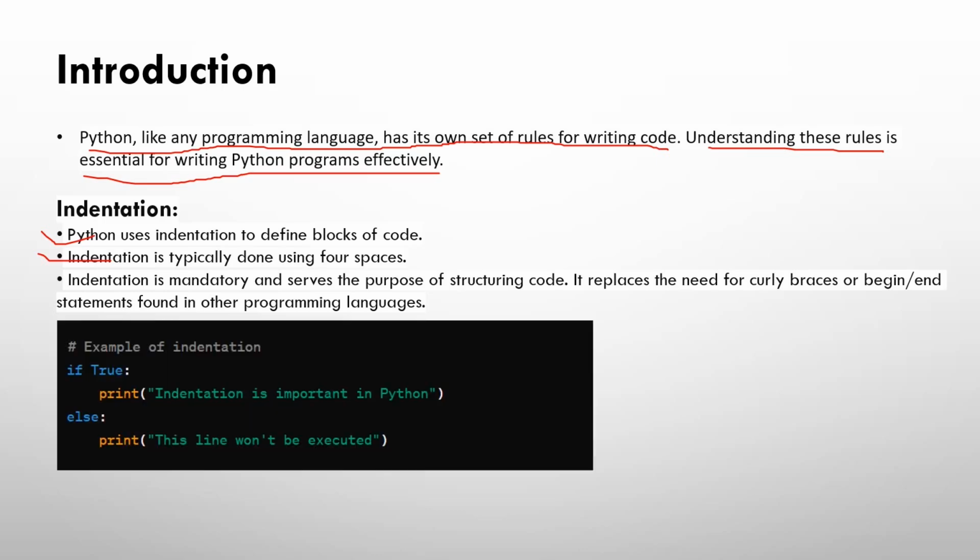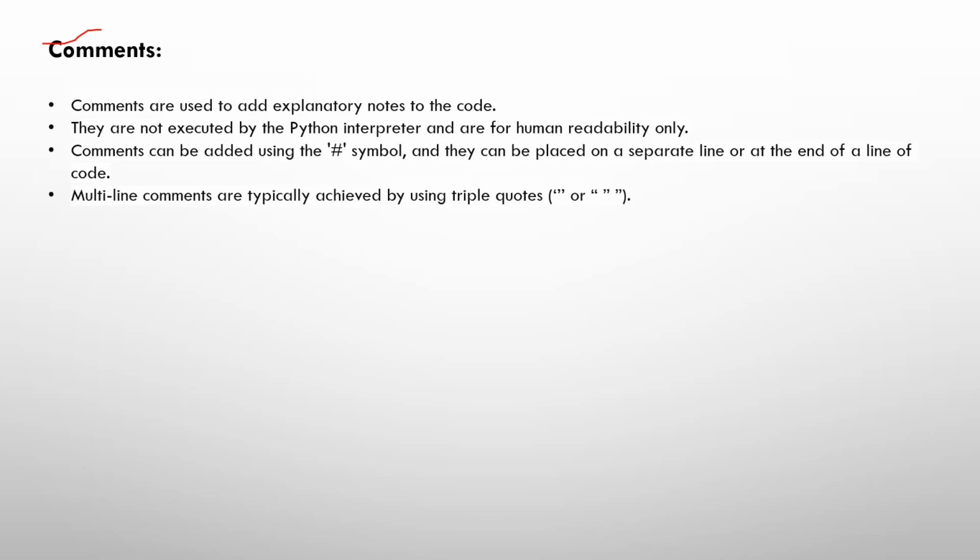So next we have an example. This is basically an if-else statement showing us how indentation is important. Next, we have comments. So comments are used to add explanatory notes to the code. They are not executed by the Python interpreter and are for human readability only. Comments can be added using the hash symbol, and they can be placed on a separate line or at the end of a line of code.